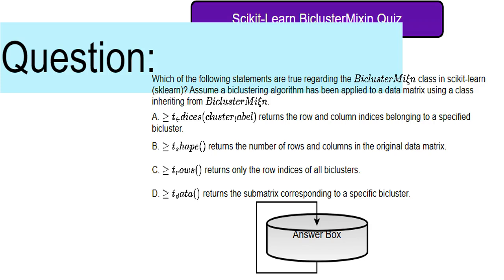Hey Vamsi, let's dive into this Scikit-learn quiz. This question asks which statements are true about the BiclusterMixin class in Scikit-learn, a popular machine learning library in Python. It's all about understanding how this class helps us analyze biclusters, groups of rows and columns that show similar patterns in a dataset. We'll need to figure out what each of the methods in the question does.